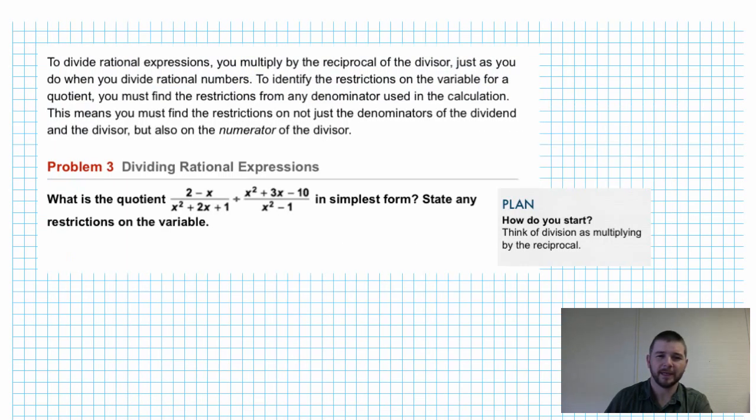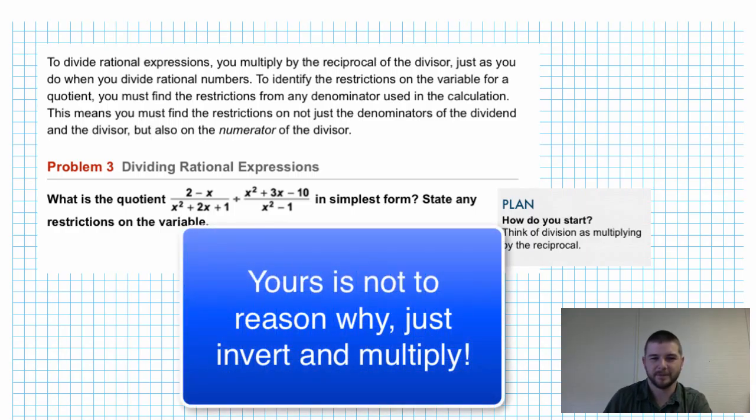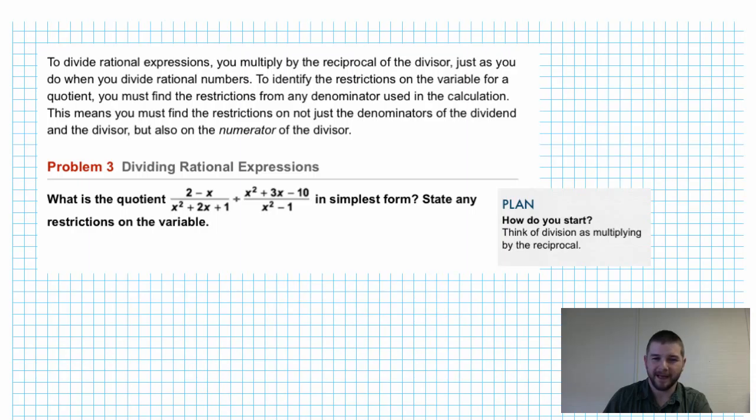Example problem number 3, dividing rational expressions. Oh, that sounds so difficult. That's really not. Just like dividing other fractions, all that we are going to do is reciprocate or flip the second fraction and multiply. So it becomes a multiplication problem, very similar to example problem number 2, where we factor, cross-reduce, and simplify.